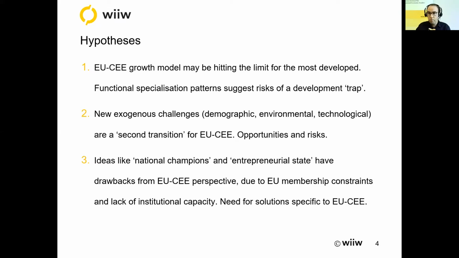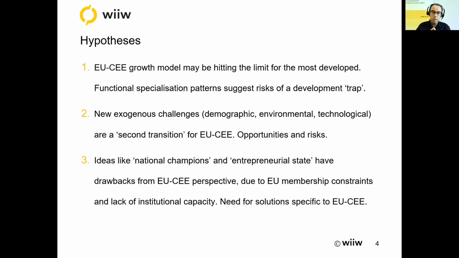The second broad hypothesis is that there are these new exogenous challenges hitting the region, the so-called megatrends. And these existed before the pandemic. This study was commissioned actually before the pandemic started, but they have been intensified or changed, or they're a bit different, obviously, in light of the pandemic. And these are things like demographic factors, environmental factors, technological change. And altogether, this is in a way a second transition for Central and Eastern Europe. And we know from the first transition a lot of negatives, a lot of risks. But we also wanted to think about the opportunities in this second transition as well.